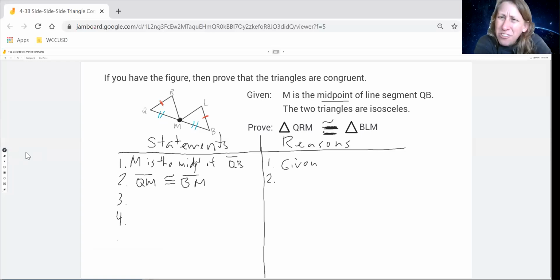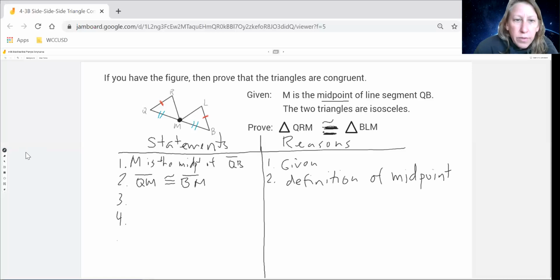How do I know that? How did I know those 2 parts were the same? Because I know the definition of midpoint. I looked it up. I know that the midpoint is the point that divides the segment into 2 congruent parts. So I used the definition of midpoint as my reason.